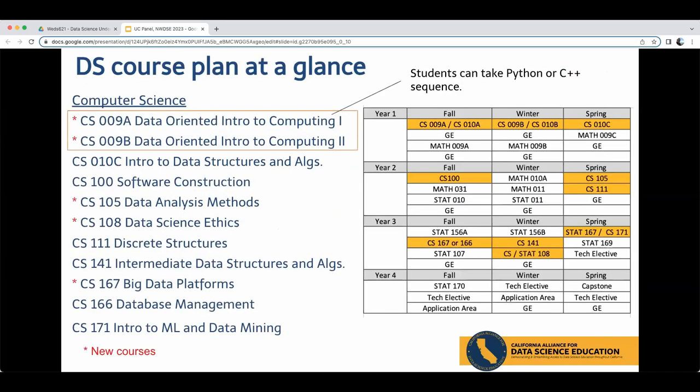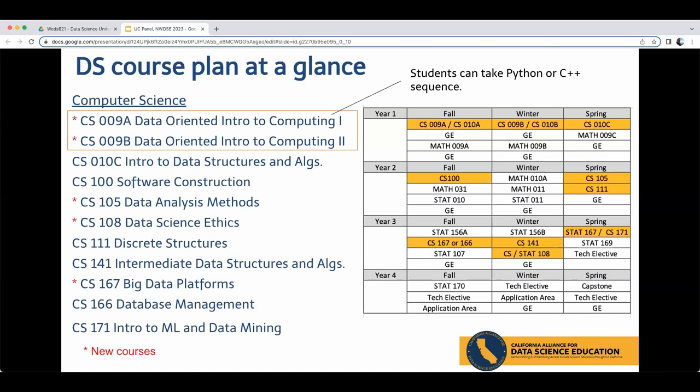This is the BS in data science course fund. So I first highlighted the computer science courses. We have our CS9A and B, which is our CS1 and 2. Initially we had the courses just drawn from existing courses in computer science and statistics, because we wanted to make sure that new course development in the beginning of the program was not too intensive.